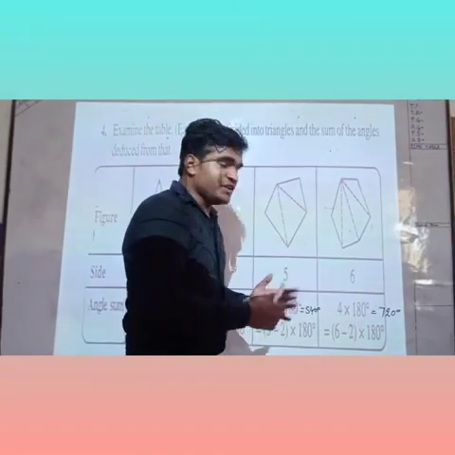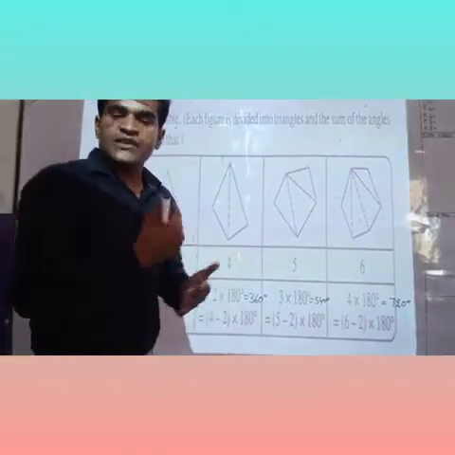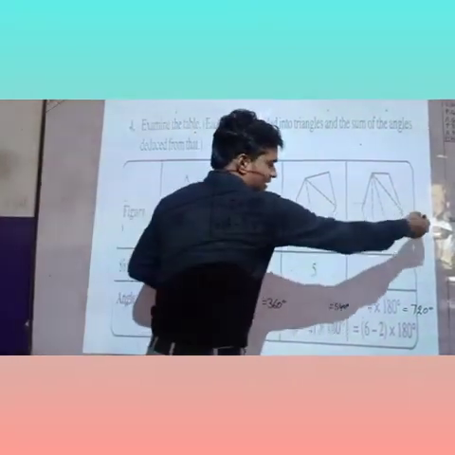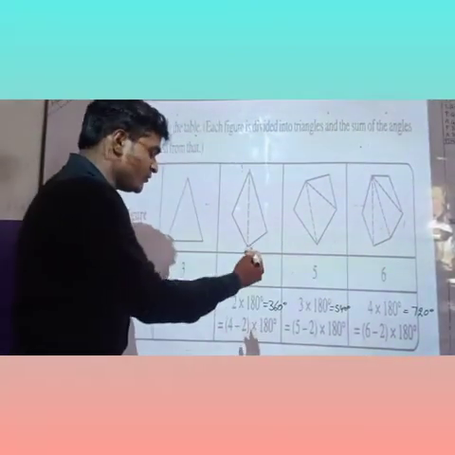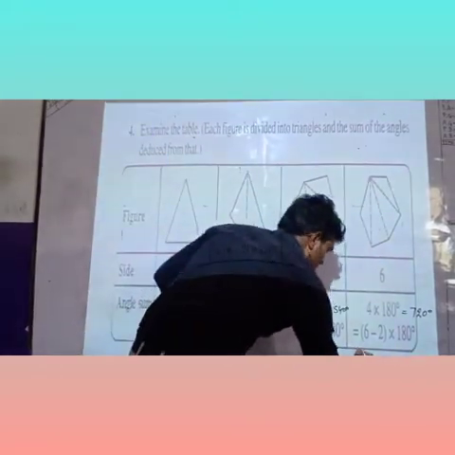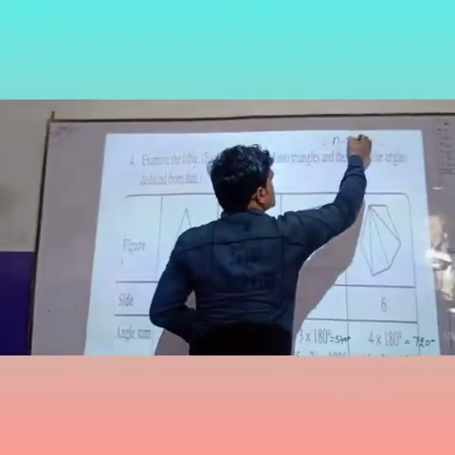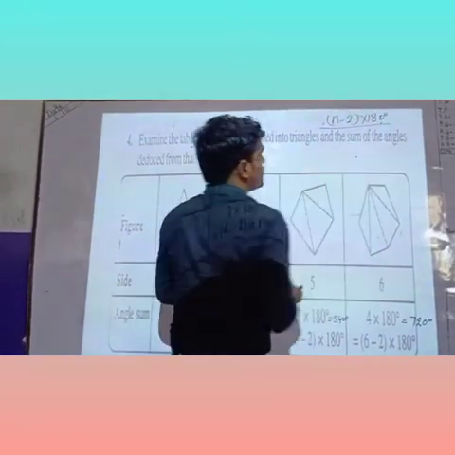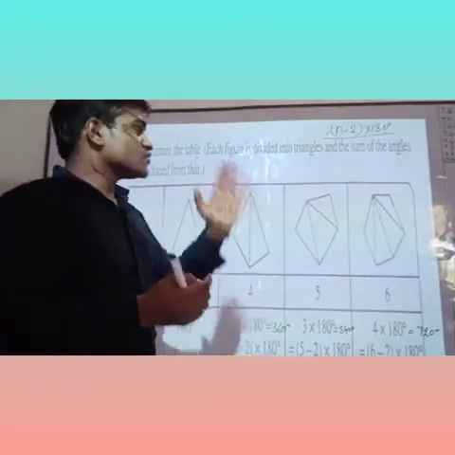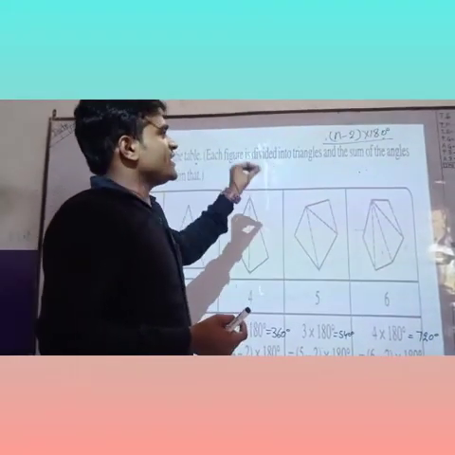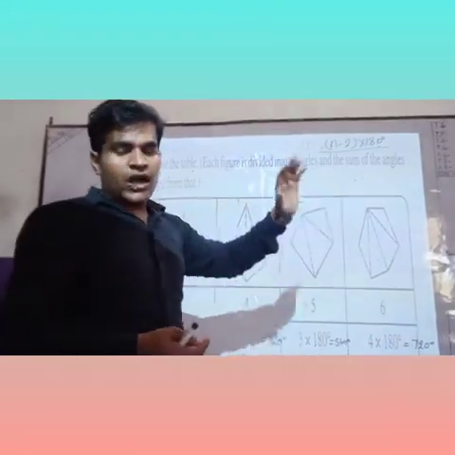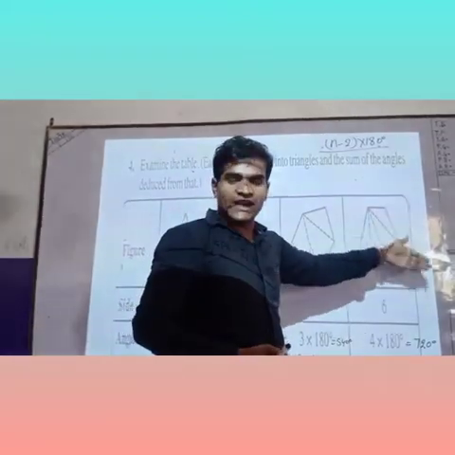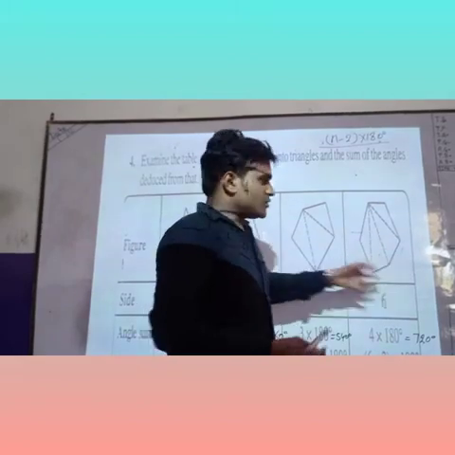So like that, children, we get a formula. What is the formula? If there are n sides, what will we get? We get (n minus 2) into 180 degree. This is the formula to find the sum of interior angles of a polygon with n sides. Suppose there are 7 sides, 8 sides, 9 sides, 10 sides.